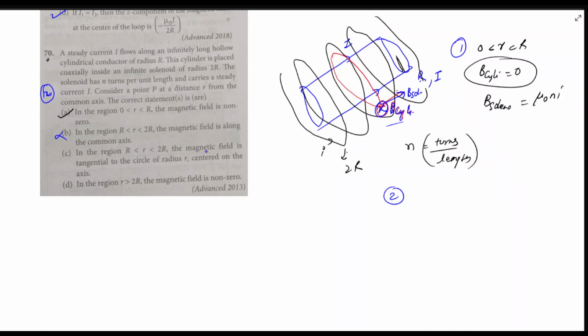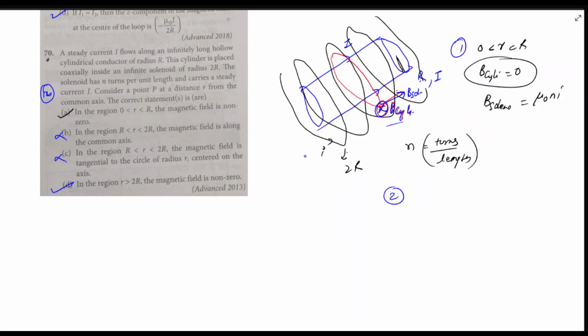In the region R to 2R, the magnetic field is tangential to the circle of radius R. Again, it is wrong. It is tangential as well as perpendicular to the loop. Okay, so again this is wrong. In the region R to R, the magnetic field is non-zero. Of course it is non-zero, it will be due to cylinder. So A and D will be the option.